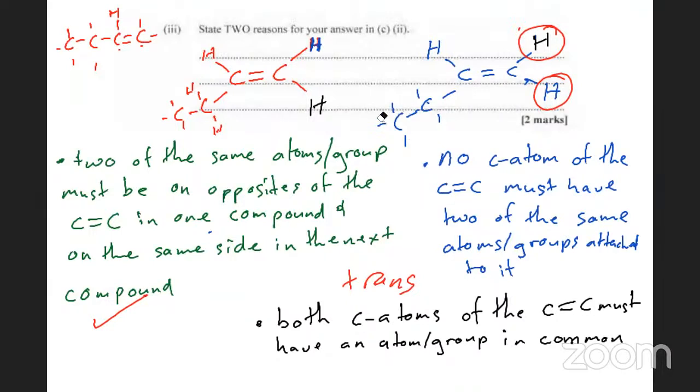Let me do 2-butene. So 1-butene is not a geometric isomer, right? The reason why it is not a geometric isomer is that it has two hydrogens on one carbon of the double bond. So because of the two hydrogens on the same carbon of the double bond, you can't have geometric isomerism. Just look back at the three rules I wrote. All right. Let's take a screenshot.